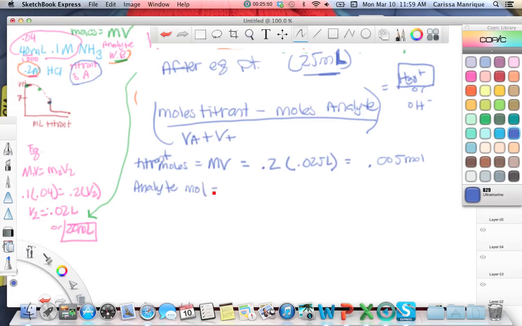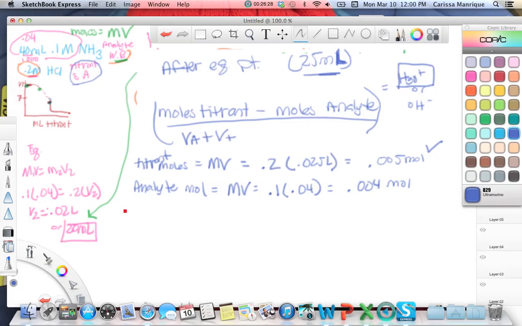Now let's do our analyte. We've actually already done this, molarity times volume. Because we haven't added more analyte, we've only added more titrant, we still have the 0.1 molar times our volume, which is 0.04. That's all from right here. So we're going to have 0.004 moles. Do you see, when we look at the titrant and analyte, that we have 0.005 versus 0.004? So we have more moles of titrant, and that's how I know this gives us H3O+.